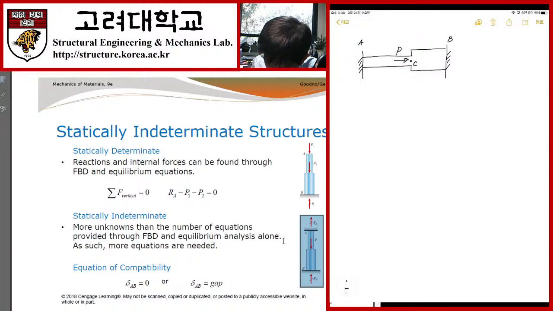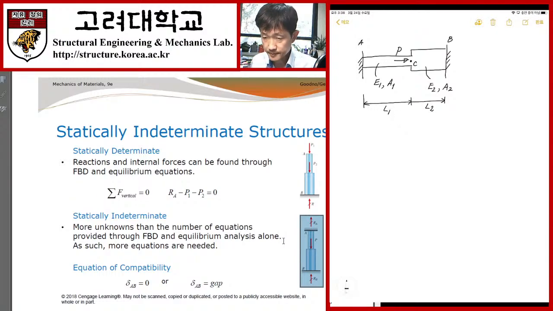Here the elastic modulus of the first part is E1, and its cross-sectional area is A1. Let's say this part is E2, and its area is A2. And then we need the length of each segment, right? So we call this length L1, and this one L2. Okay, this is the problem.